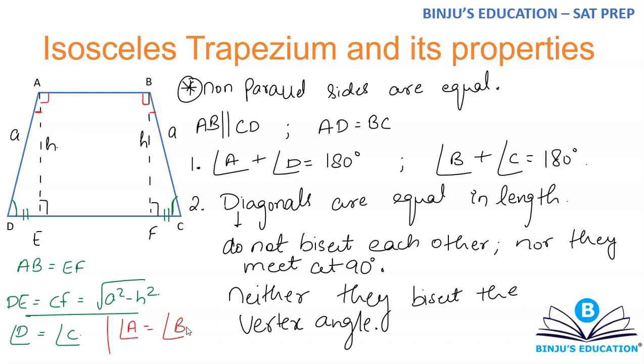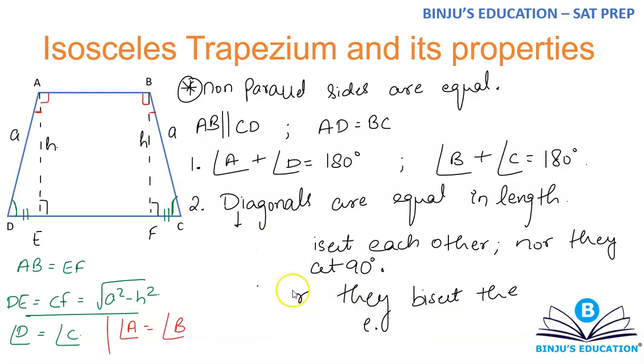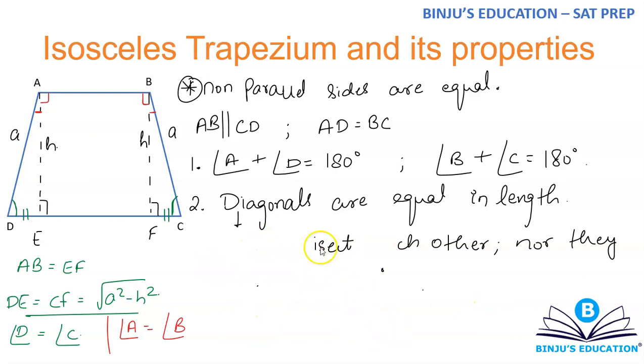Okay, so these are the couple of things which change when you come to an isosceles trapezium. Okay, let me do one more thing. Let me prove one more thing, how the diagonals are equal. Let me do that for you. So let's talk about diagonal AC.